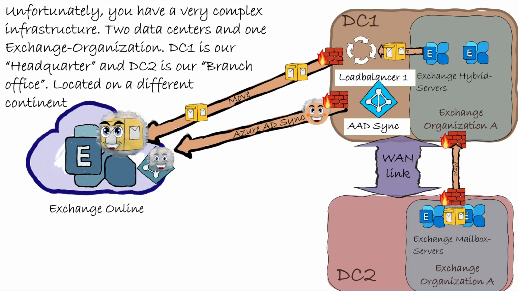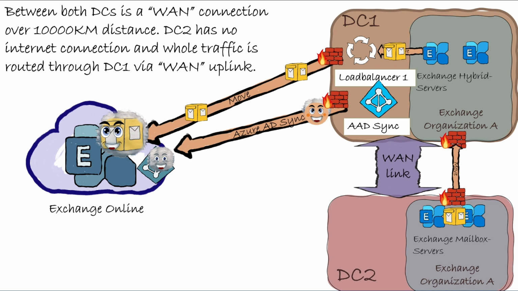Unfortunately, you have a very complex infrastructure, 2 data centers and 1 Exchange organization. Data Center 1 is our headquarter and Data Center 2 is our branch office, which is located on a different continent. Between both data centers is a WAN connection over 10,000 kilometers distance. Data Center 2 has no internet connection and all its traffic is routed through Data Center 1 via WAN uplink.